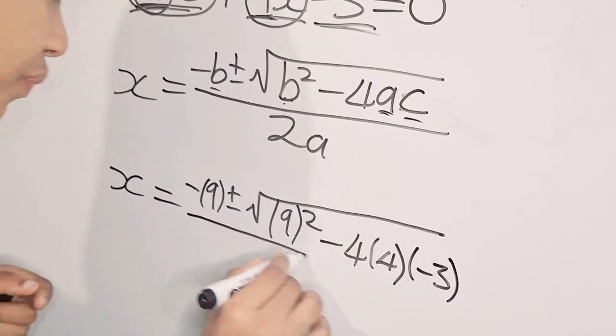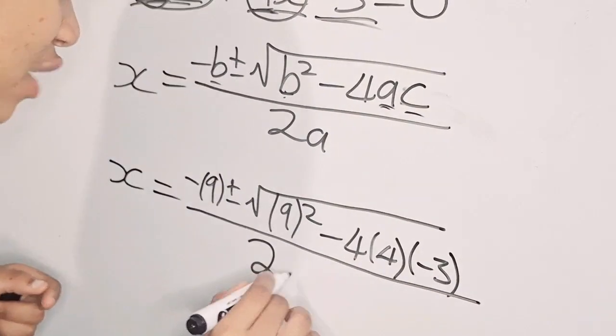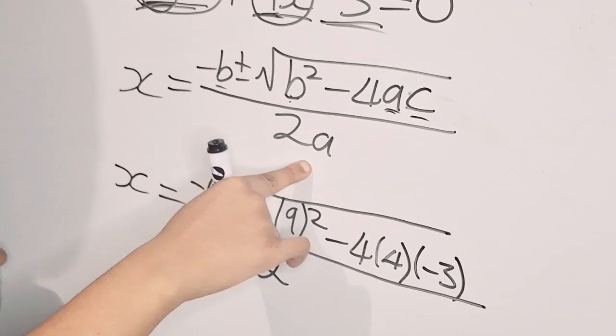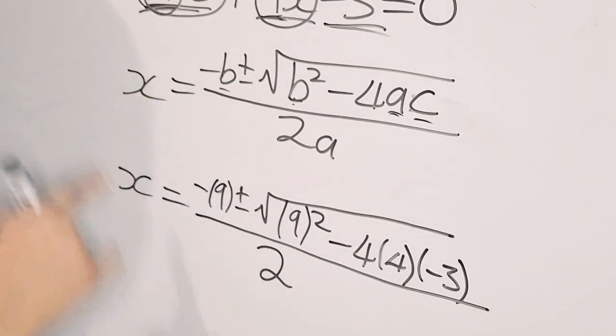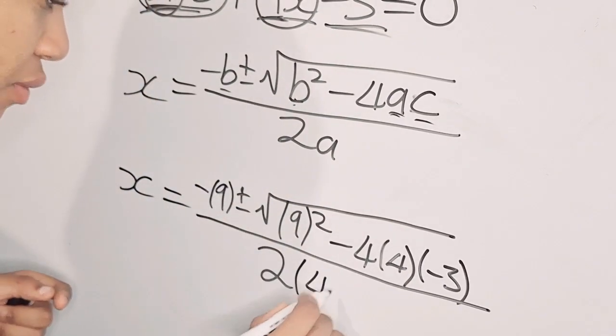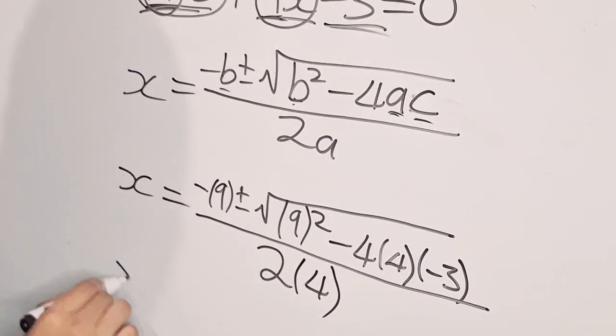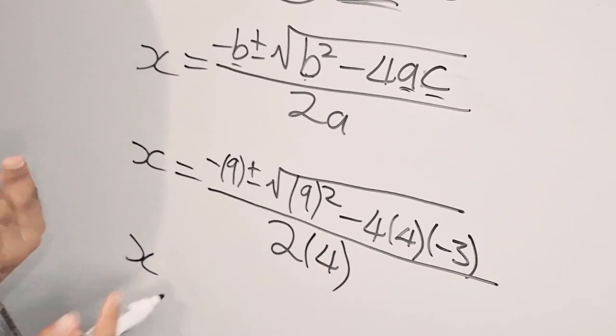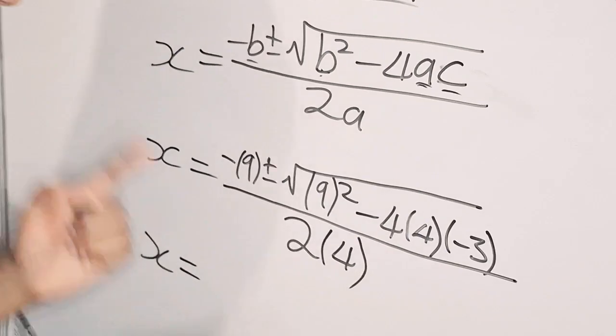Then over 2, then we have a appearing again. For a we already said it is 4, the coefficient of the first term. So I write it like this. Then you just simplify everything. And x is equal to, and guys, the quadratic formula will always give two answers for x. So it's going to be 2 possible answers for x.